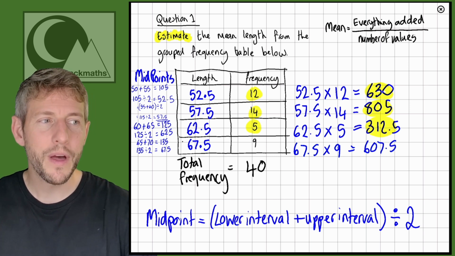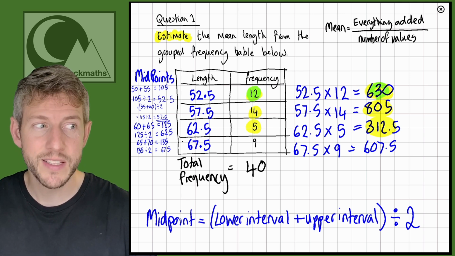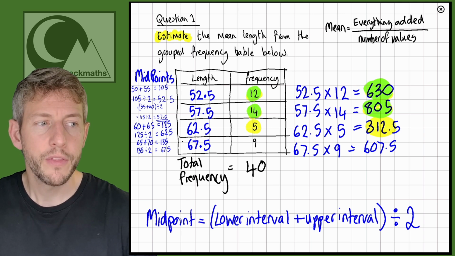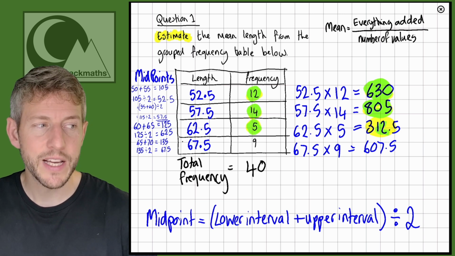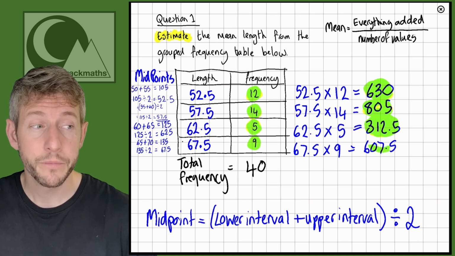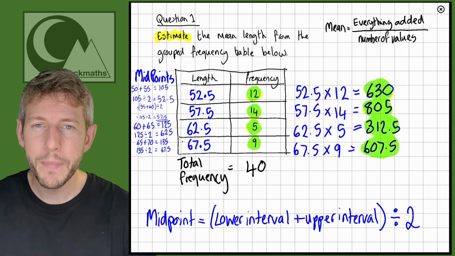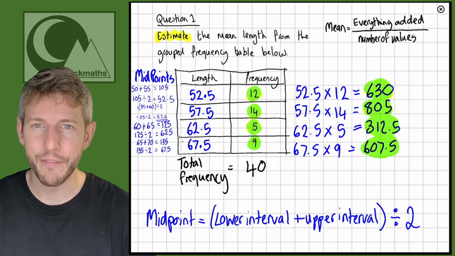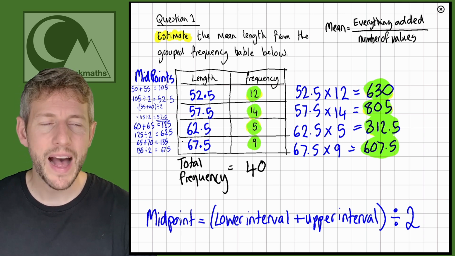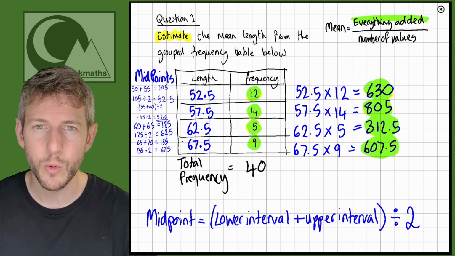So now we know that the 12 in the first row add up to 630, the 14 in the second row add up to 805, the 5 in the third row add up to 312, and the 9 in the last row add up to 607.5. So remember, the mean is everything added together divided by the number of things. So we need to now add up these 12, 14, 5, and 9 things all together.